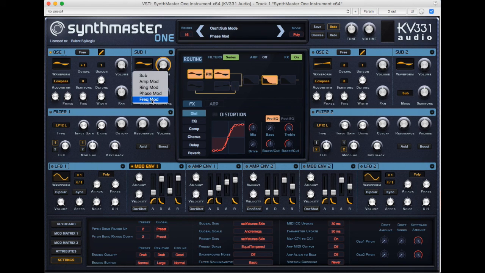There's also analog frequency modulation where we modulate the pitch of the oscillator at audio rate, versus phase modulation. So phase modulation sounds more bright.